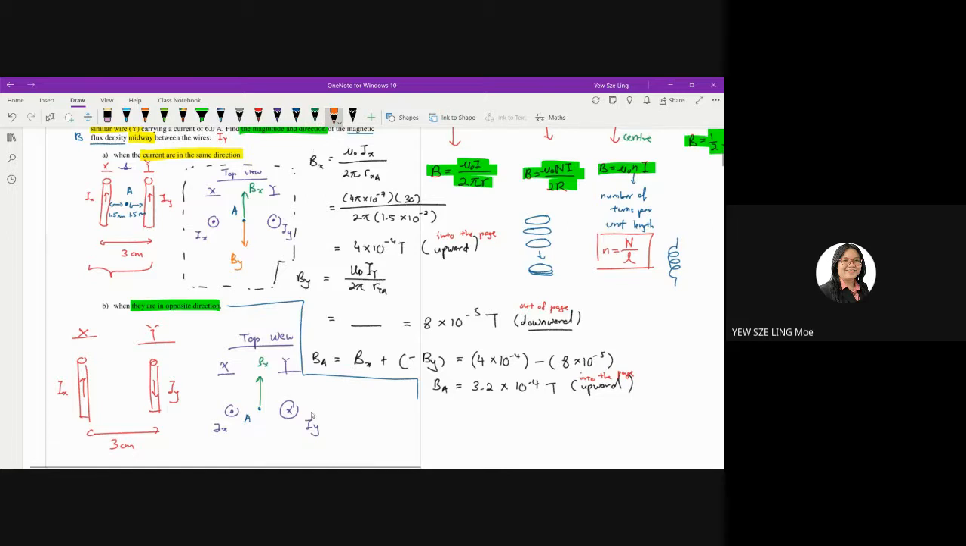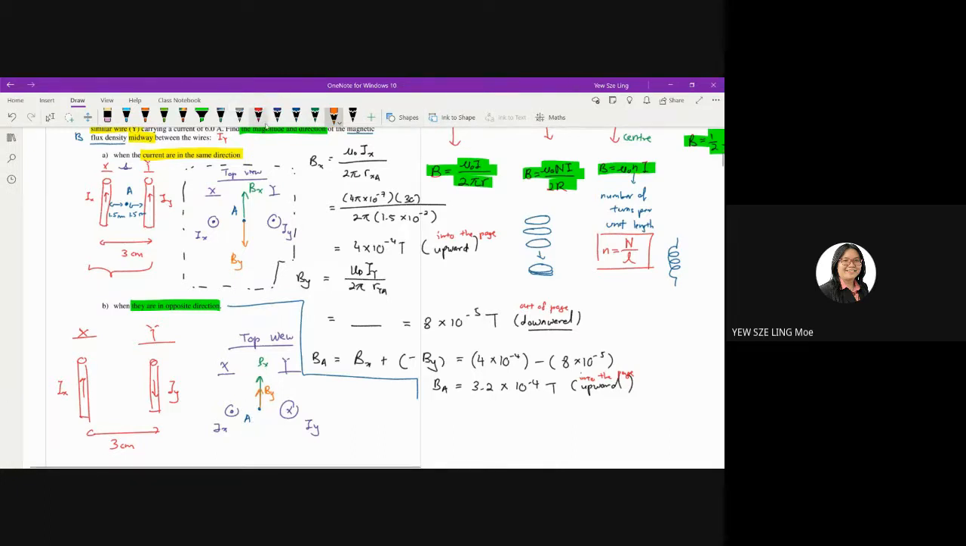If you use the right-hand grip rule for your conductor Y right now, you hold your right hand. Now the thumb, you let it point towards the screen, towards this cross on top of your screen, and then you slowly rotate your hand. And you will see that when your forefinger reaches point A, they are all pointing upward. So that is the diagram for if the current is in the opposite direction. So now both Bx and By are heading toward the same direction.